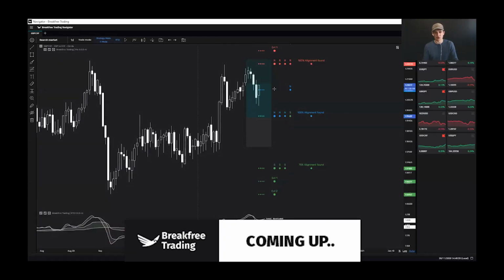Have this position tool in your chart, just click on it. This is the new BFT panel. This is where all the details for the trade are displayed.